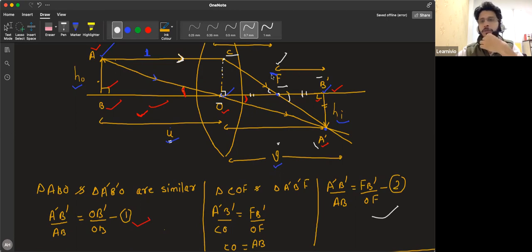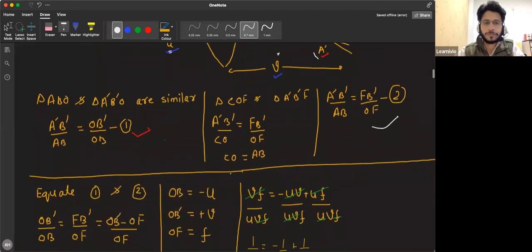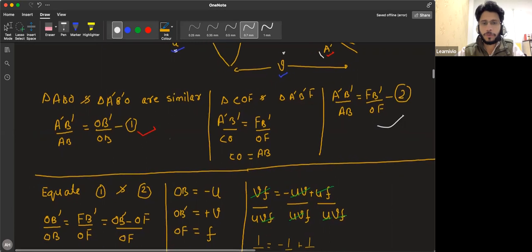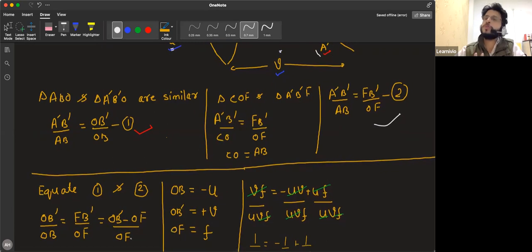If you add something to F, then you won't get FB prime. No, FB prime is this much distance, this much distance, this distance. So what you can do is take OB prime, then subtract OF from it. So I just substituted the value of FB prime as OB prime minus OF by OF. Now just substitute the values.